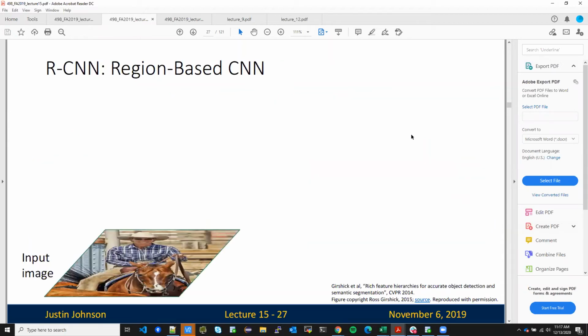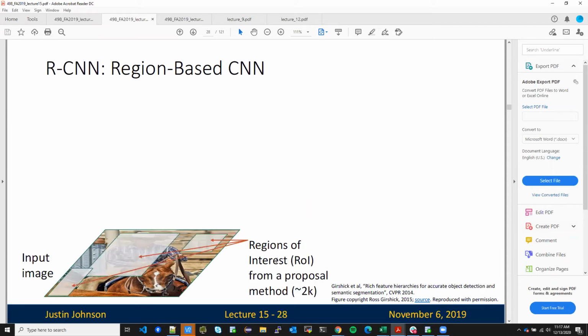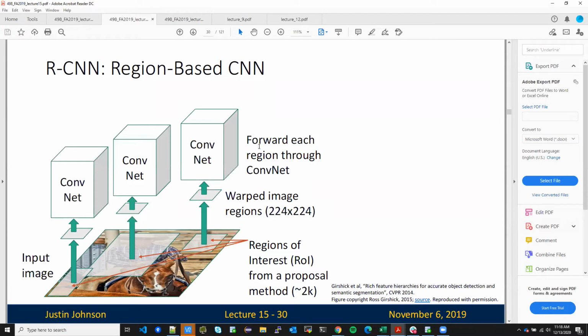and the first multi-object detection method was called R-CNN. The way it worked was, you have the input image, you get your region of interest proposals from some method, like selective search. They resized everything into images of size 224 by 224, and now you run these 2000 images through a convnet.